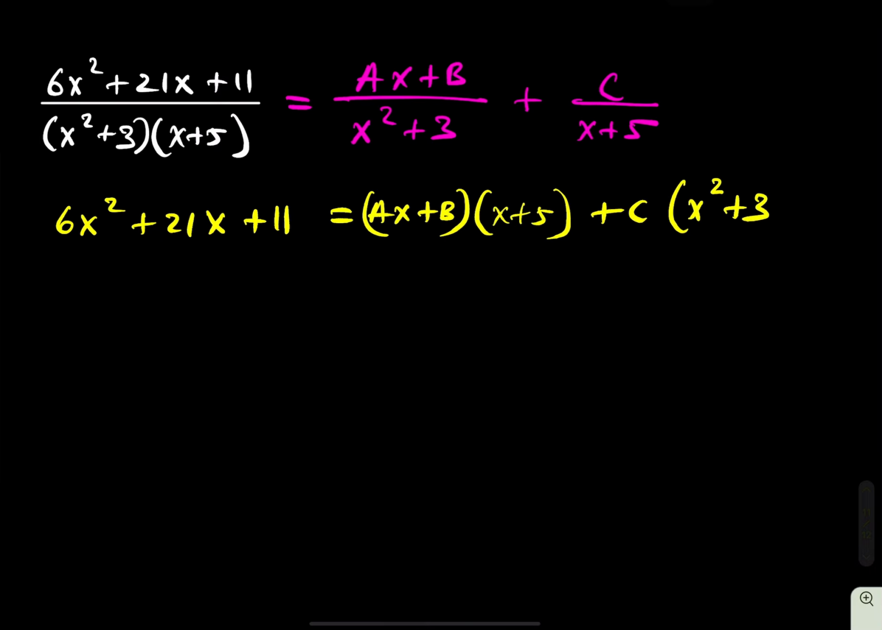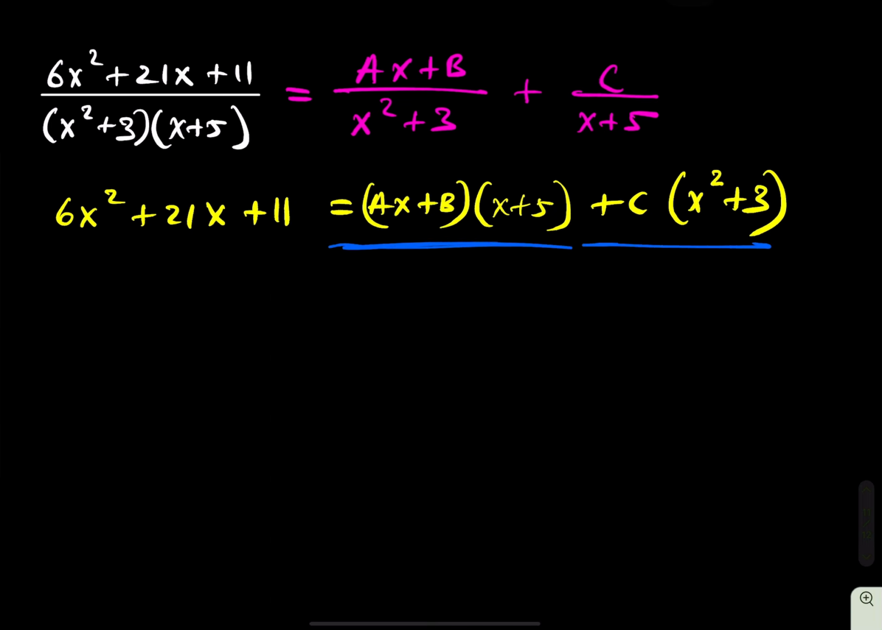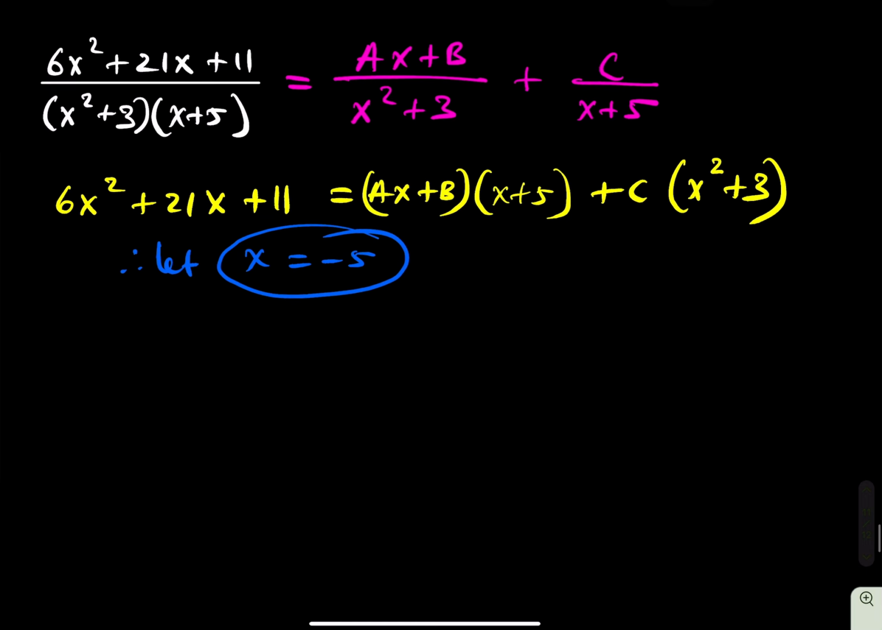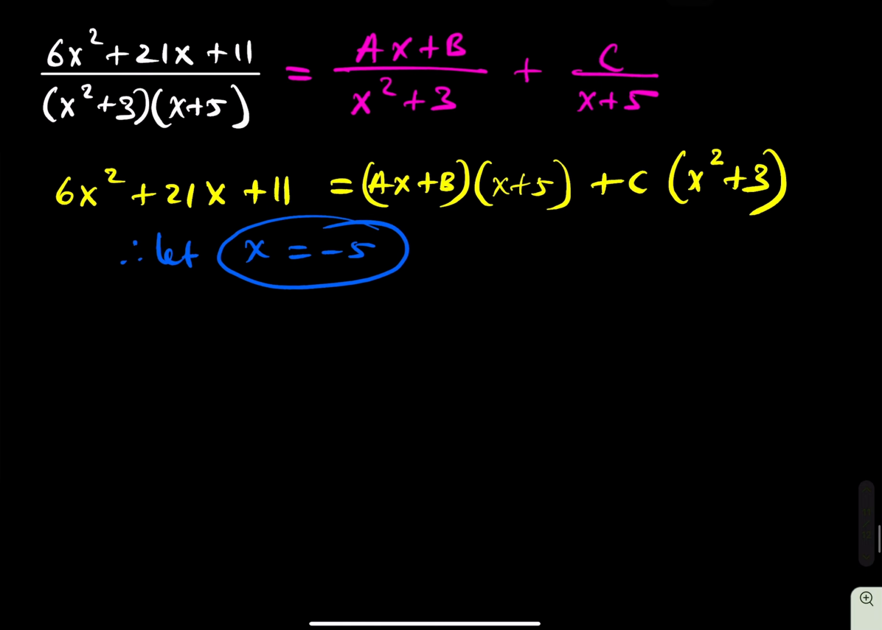So you want to solve for A, B, C by decomposition. You can see that if you want to solve for c first, because it's separated, to kill these two terms, a and b, you are going to let x be negative 5. So let x be negative 5 there, and then you solve for c. You're going to substitute negative 5 there for x.